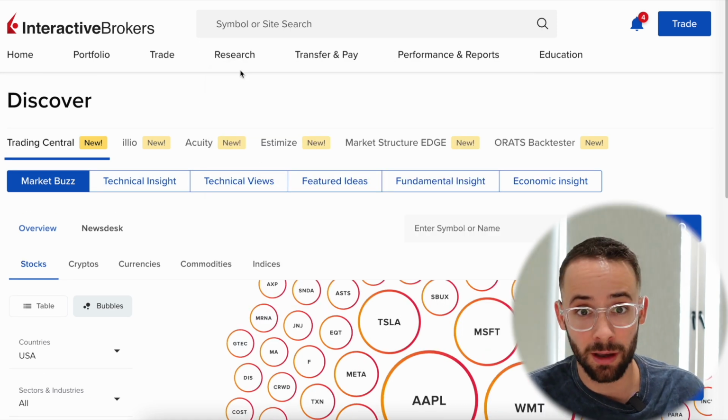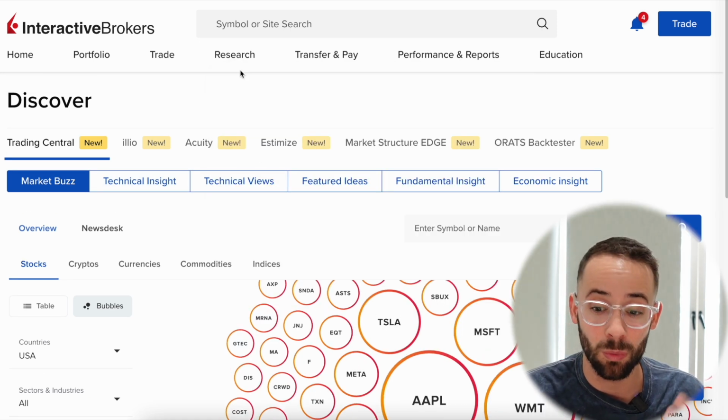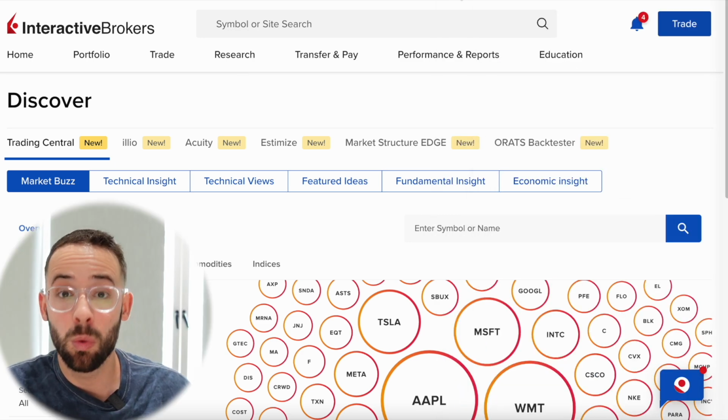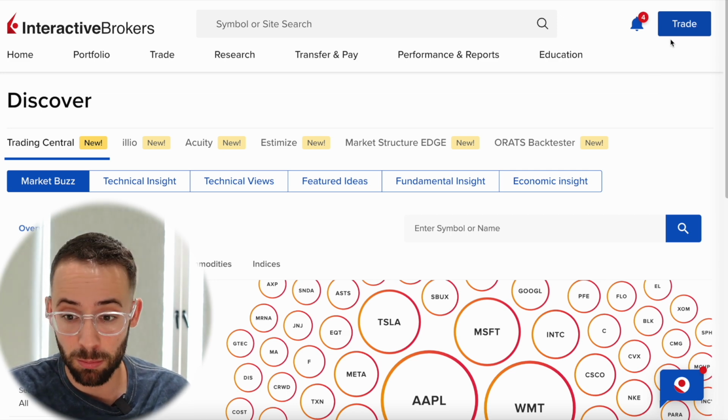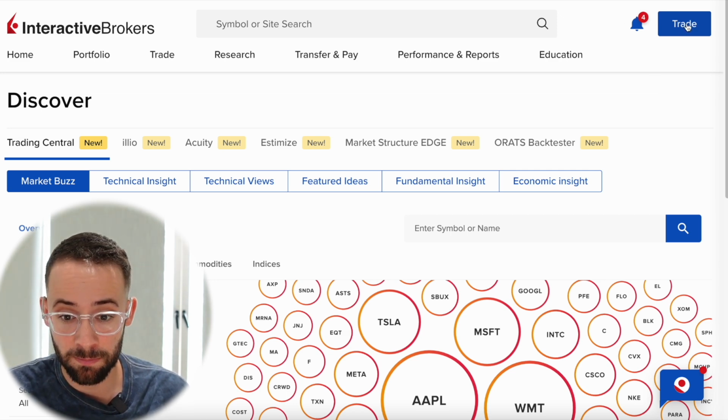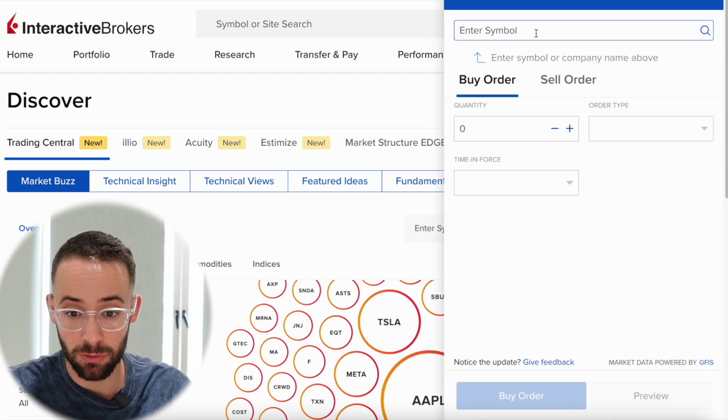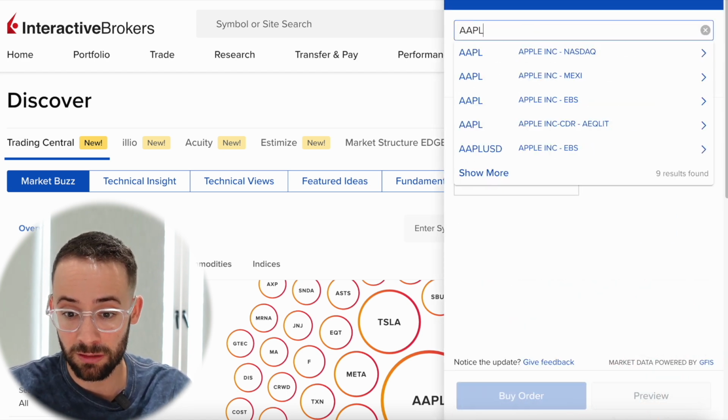Anyways, once you've funded an account, you've done your research and you've figured out what you want to actually invest in, this is where, of course, you're going to want to place a trade. Now, the quickest way to put in a buy or sell order is just to click the blue button at the top here that says trade. You can enter in the symbol of the stock that you're trying to trade, select it from the list. So let's say I wanted to buy or sell shares of Apple.